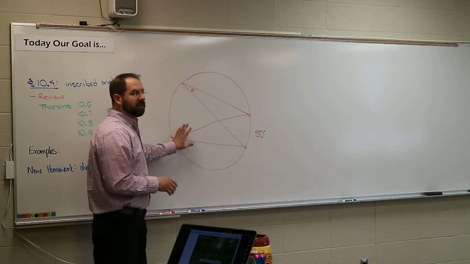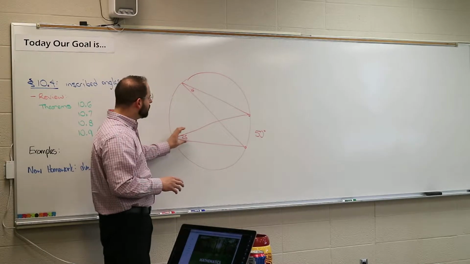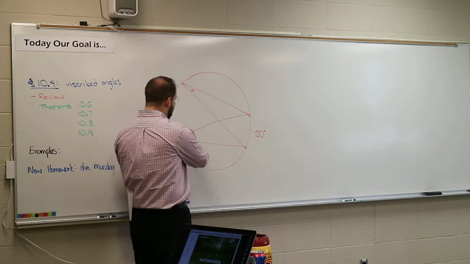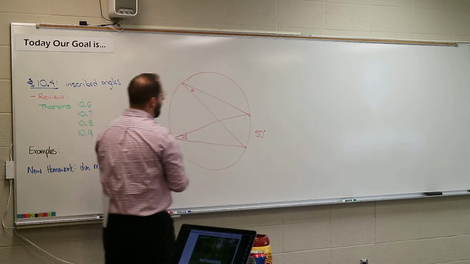All right. Everyone understand 10-7 though? That it doesn't matter what angle you have, as long as it's looking at the same arc, it's always half. So I could actually put this angle wherever I want. So I could have multiple angles looking at the 50, and you just cut them all in half.